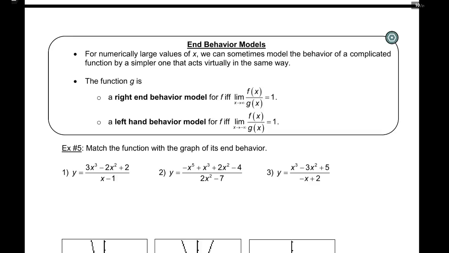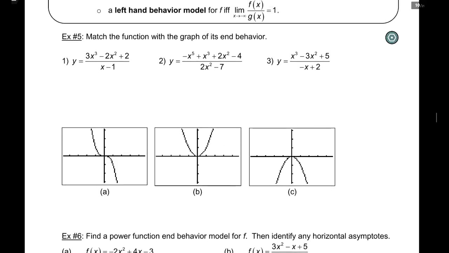But take these 3 graphs. We want to match them with their end behavior. So we don't care what's happening in the middle. We just care that this one goes up to the left and down to the right. This one goes up to the left, up to the right, and this one's down to the left, down to the right. So I want to take this term and this term.